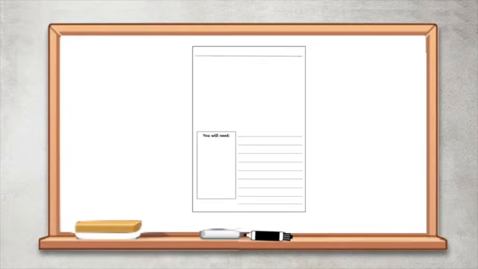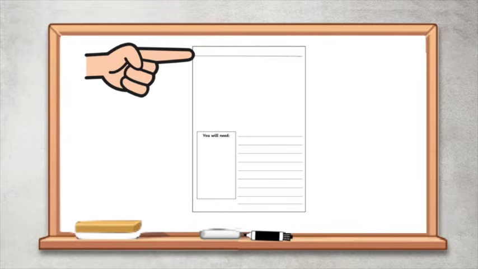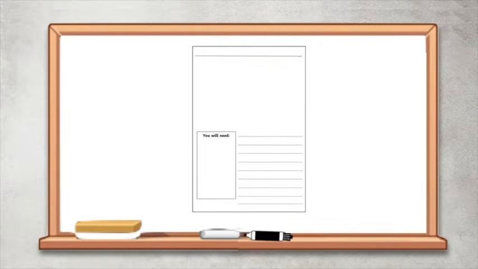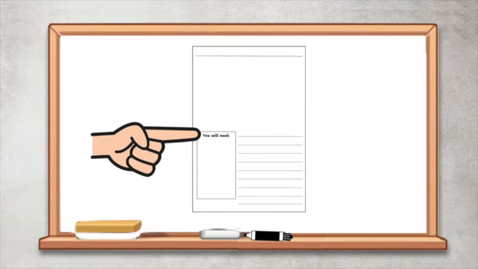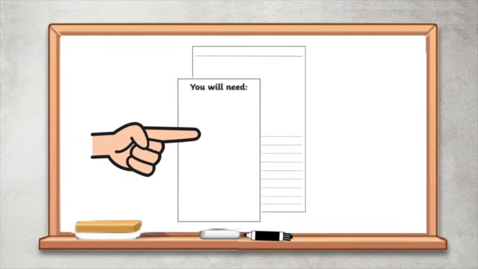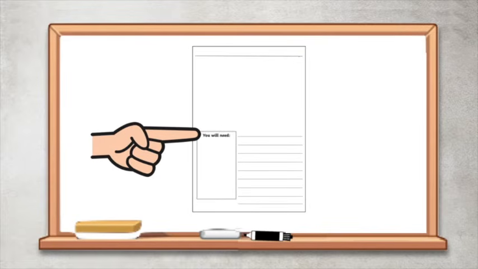So, how do we begin to write instructions? Well, we need a title. The title should tell the reader what the instructions are about. And then, when we begin to write our instructions, the first thing we should do is make a list of the things you will need. And then we begin the steps of our instructions.